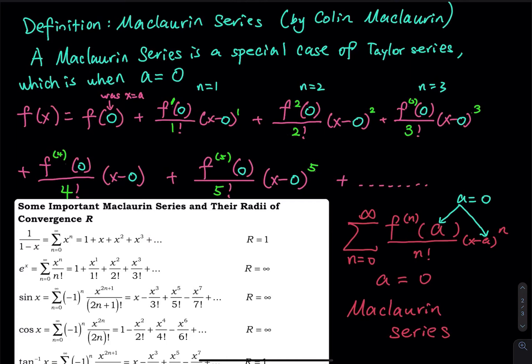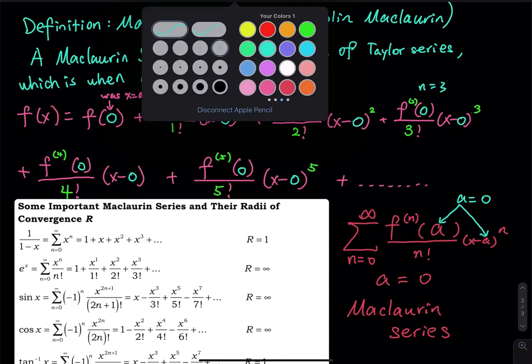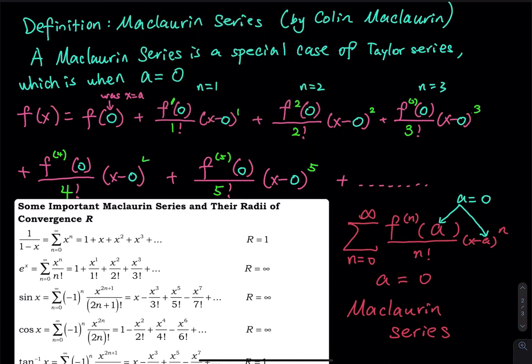And then what about a equals 0? For the derivative, the parenthesis is a equals 0, and for the other one, you have x minus 0 raised to the second power, the third power, the fourth power, and the fifth power. I know that in the fourth power, I missed a 4 over there. All right, so this is how you do the expansion of a Maclaurin series.